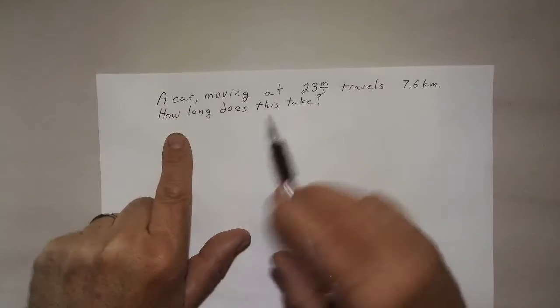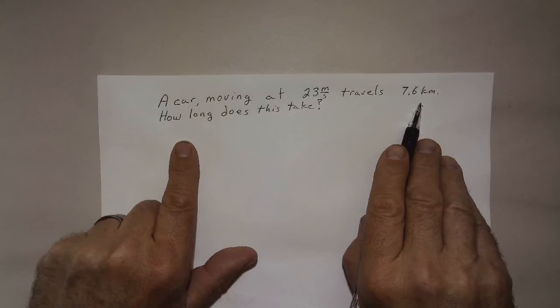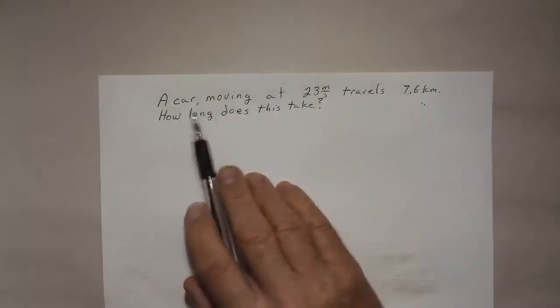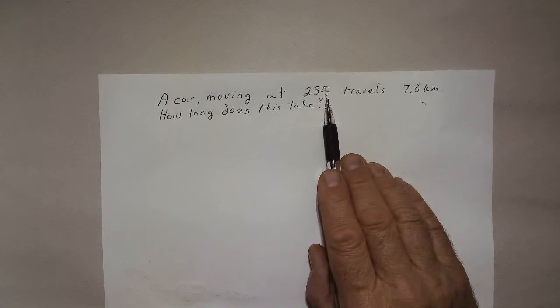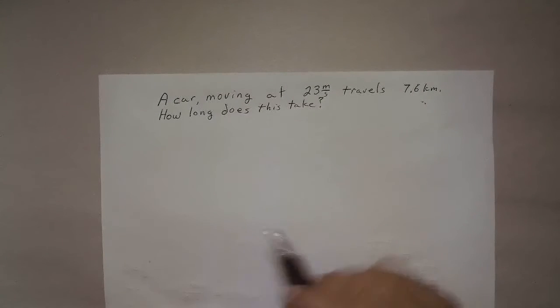Hello again. Let's do another velocity problem. This time we have to work the formula a little bit, so we'll see how we do that. A car moving at 23 meters per second travels 7.6 kilometers. How long does this take?